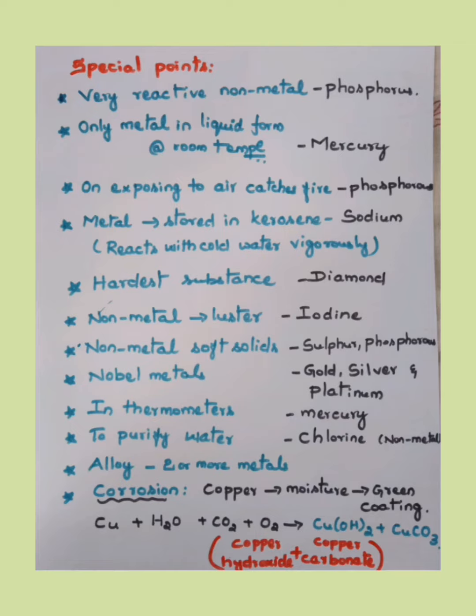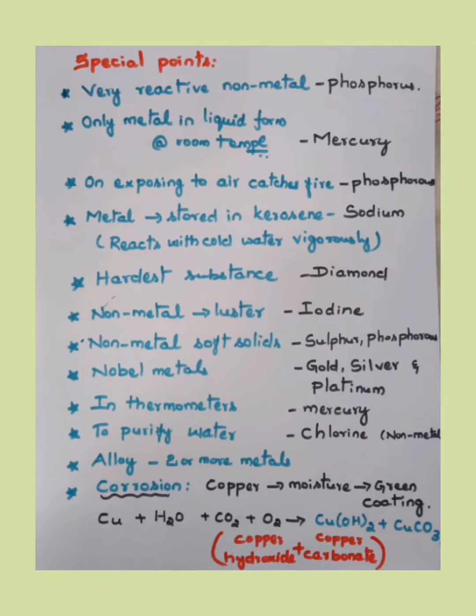To purify water, we use chlorine, a non-metal. Okay, we use chlorine in the chlorination of water, that process is called chlorination of water, to purify the water. And moving on to alloys, an alloy is a mixture of two or more metals. Okay, they are mixed in such a way that it is used for some special purpose.